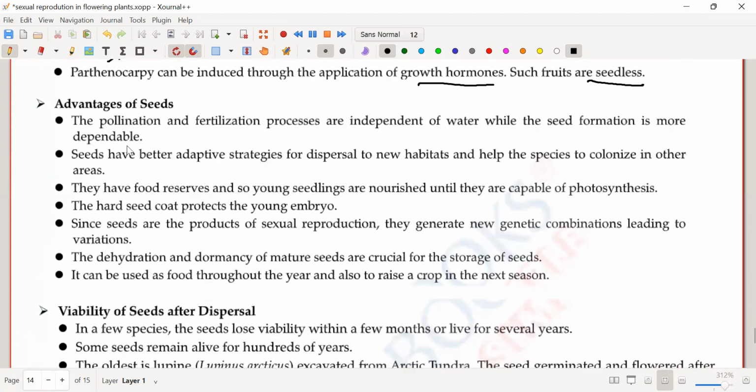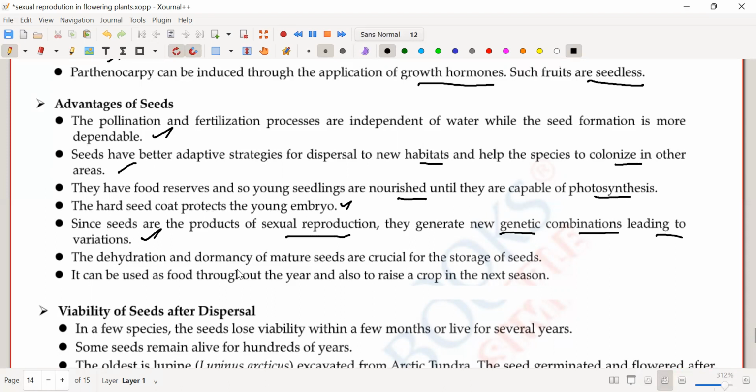Advantage of seeds. The pollination and fertilization process are independent of water, while the seed formation is more dependable. Seeds have better adaptive strategies for dispersal to new habitat and help the species to colonize in other areas. They have food reserves, and so young seedlings are nourished until they are capable of photosynthesis. The hard seed coat protects the young embryo. Since seeds are products of sexual reproduction, they generate new genetic combinations, leading to variations.